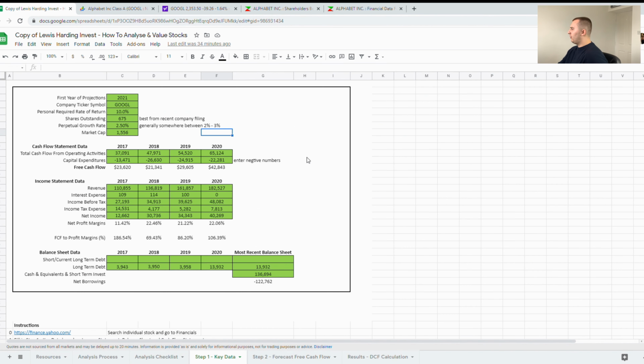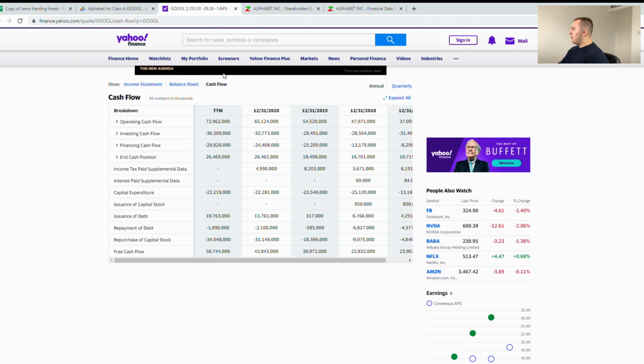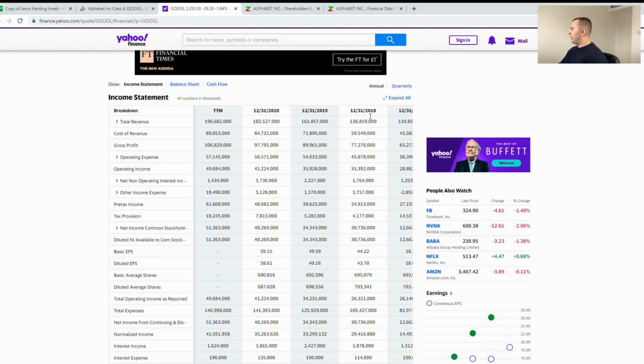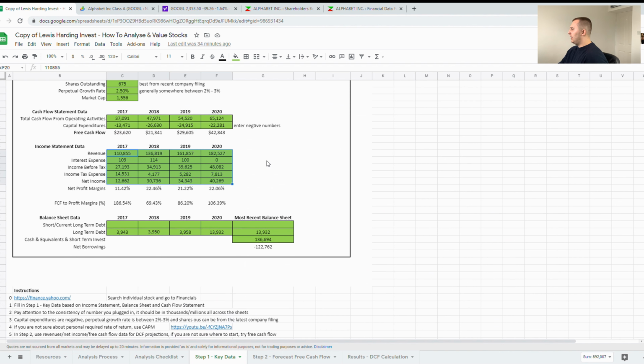You can see Google's free cash flow in 2017 was very, very high, nearly 24 billion. And in 2020, we're now looking at 43 billion. So an absolute Goliath of a company, Google. And then also, the income statement data. This all comes from Yahoo Finance as well. So we'll go to the income statement and I'll just show you where the figures come from. Pretty self-explanatory. It's not rocket science. You just pick out the figures and pop them in your table, and it's just to review your net margins.